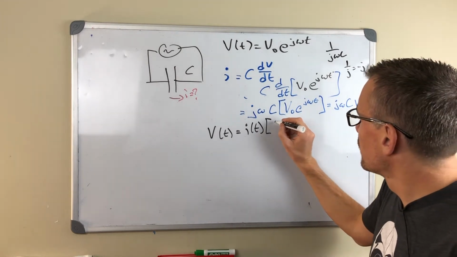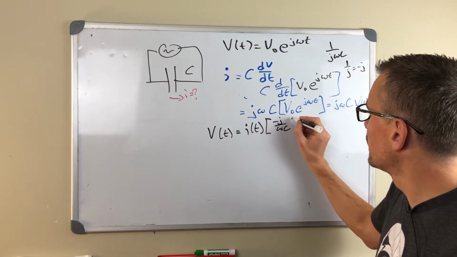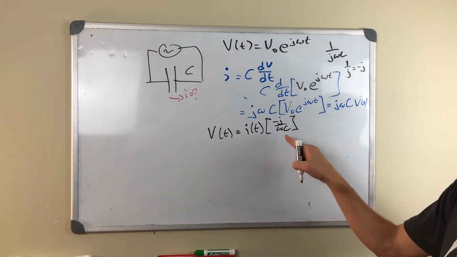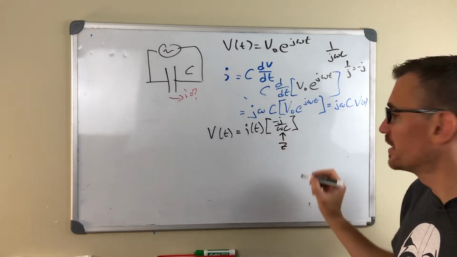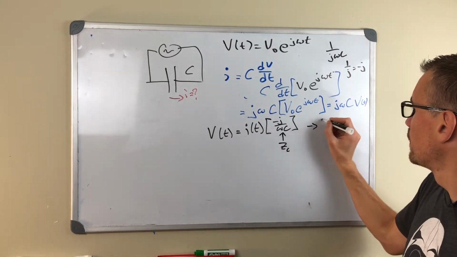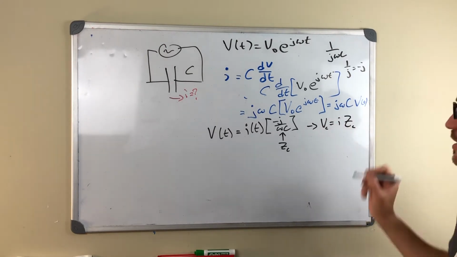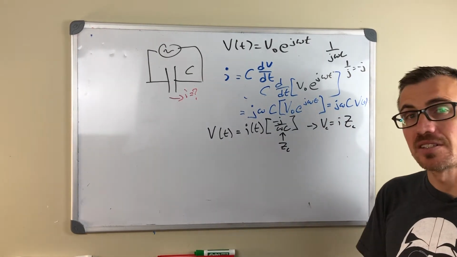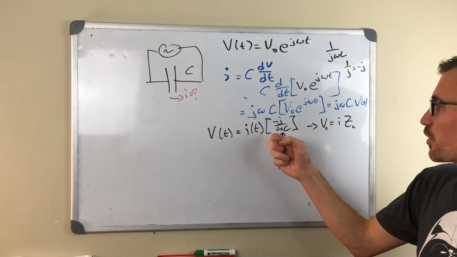So we're going to get times negative j over omega c. So we have V equals I times something. We're going to call this the impedance of the capacitor. And then we have V equals I Z. The voltage across the capacitor is equal to the current times this complex impedance. Okay? So we've derived the impedance.